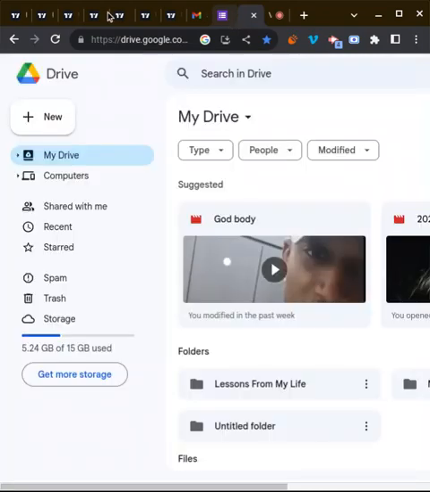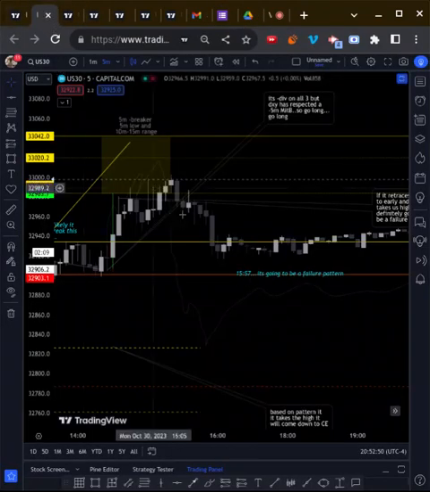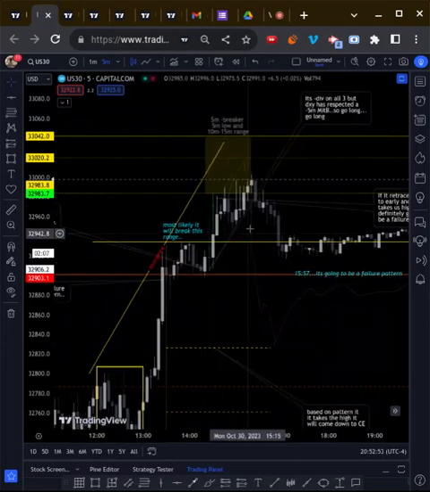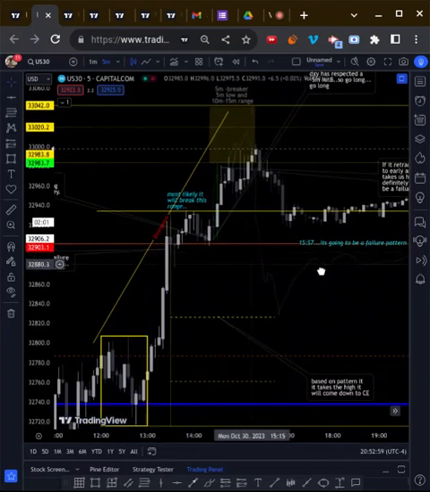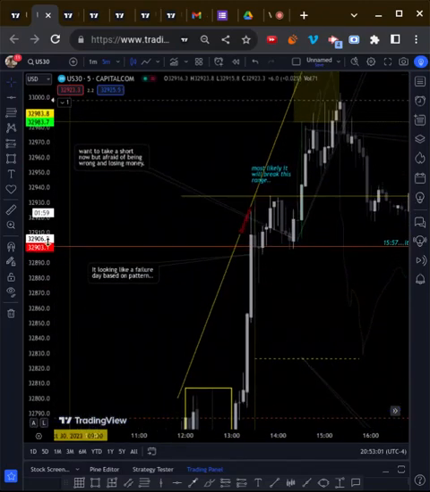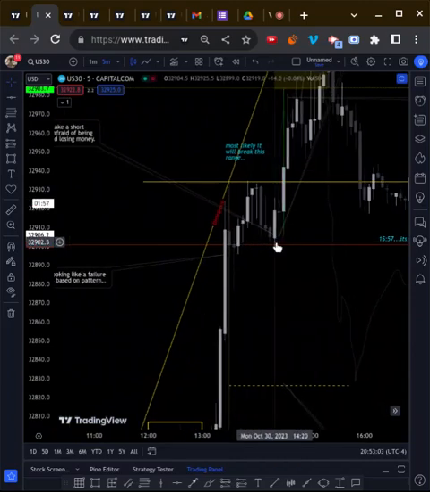Hold on quick. Okay, so I'll show you how I predicted that. But so this is intermarket relationships and knowing when to not take a trade. So I didn't take any trades today because the move didn't set up.